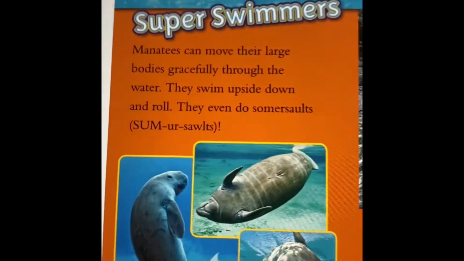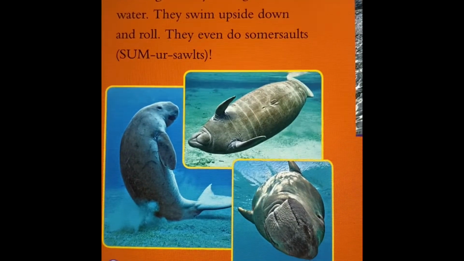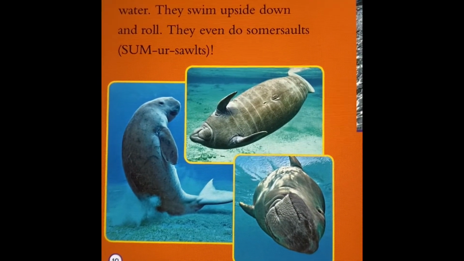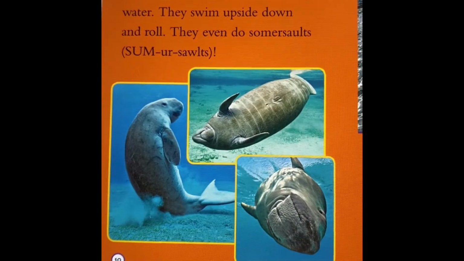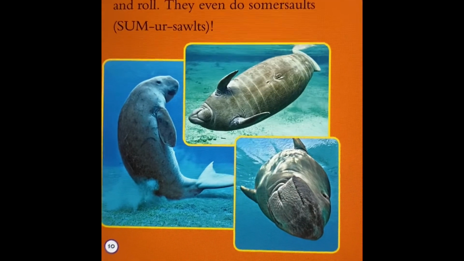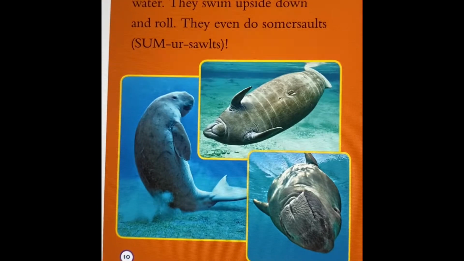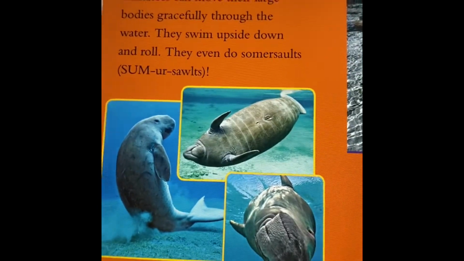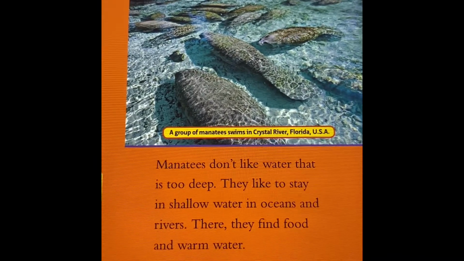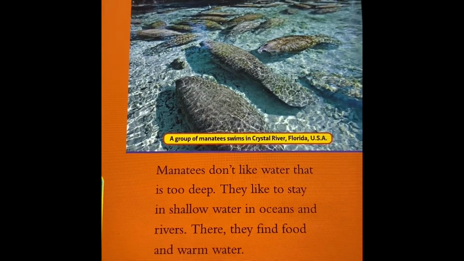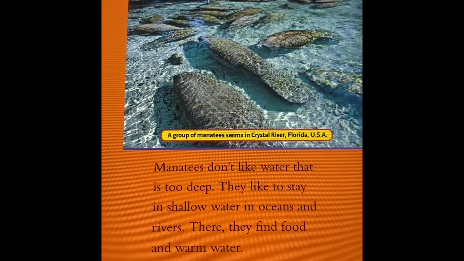Oh, here's our next heading. It says Super Swimmers. Manatees can move their large bodies gracefully through the water. They swim upside down and roll. They even do somersaults. And look at those funny pictures of them swimming and doing their flips. A somersault is like a flip or a roll. Manatees don't like water that is too deep. They like to stay in shallow water in oceans and rivers. There they find food and warm water.